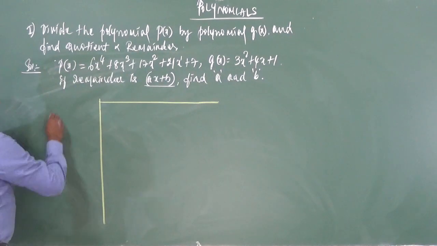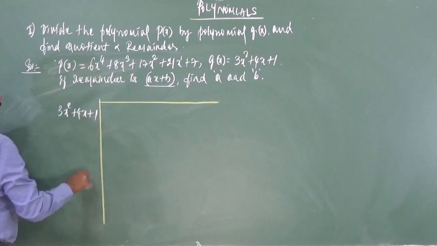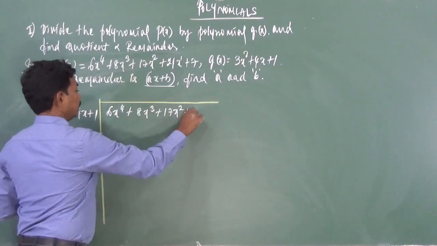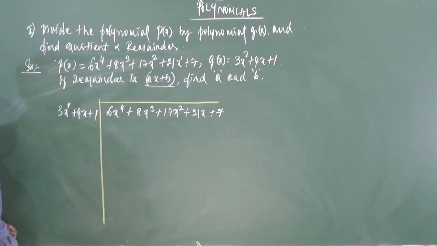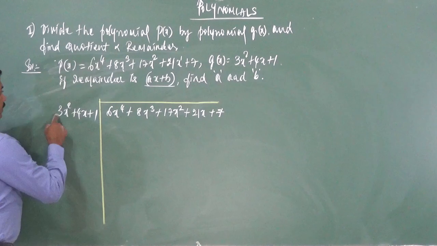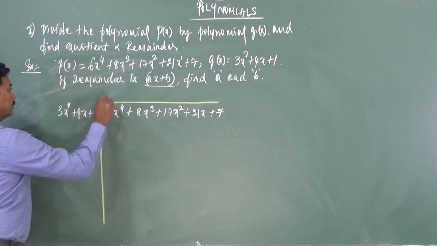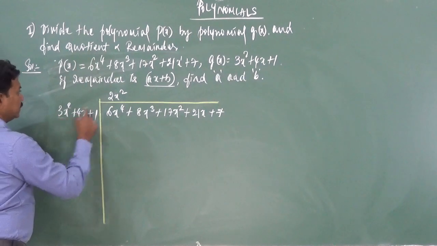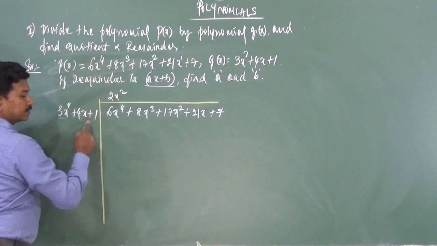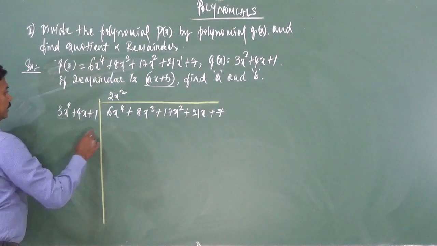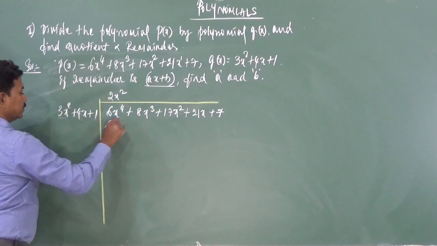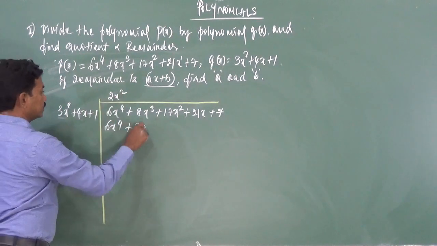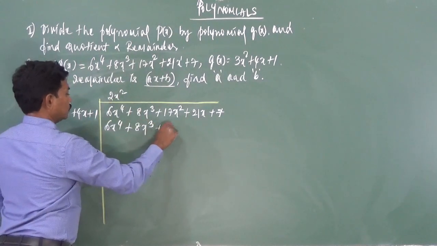Right. So it is 3x square plus 4x plus 1, and this is 6x to the power 4 plus 8x cube plus 17x square plus 21x plus 7. We'll start the division process. Observe, very important. 3x square into what gives you 6x to the power 4, so that is 2x square. 3 into 2 is 6, x square into x square is x to the power 4. So if this into this matches here, don't worry about these things, they will carry automatically by themselves. So 3x square into 2x square is 6x to the power 4, plus 4x into 2x square is plus 8x cube, plus 1 into 2x square is plus 2x square.